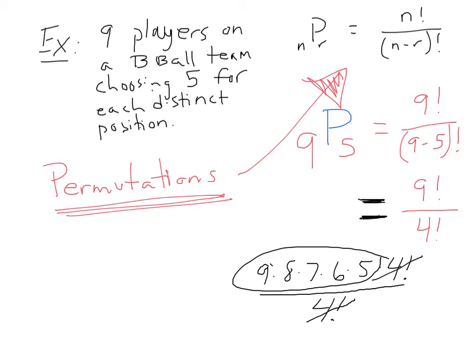It's the product of all of these numbers. I would use a calculator or some other method to say 9 times 8 times 7 times 6 times 5, which happens to be that number. Oh my goodness, that's a big number. That's the number of possible ways you could create a 5-person basketball team from 9 players. That's crazy. Let's do another one.